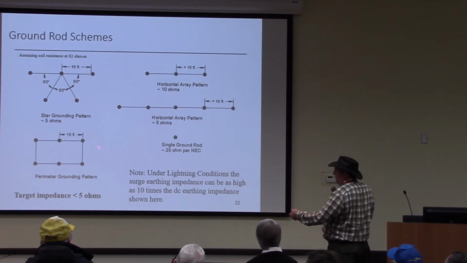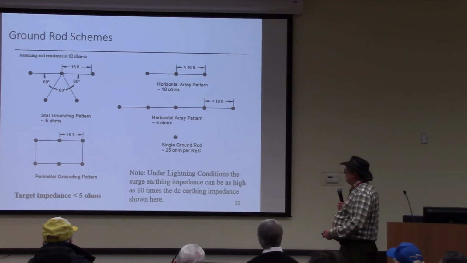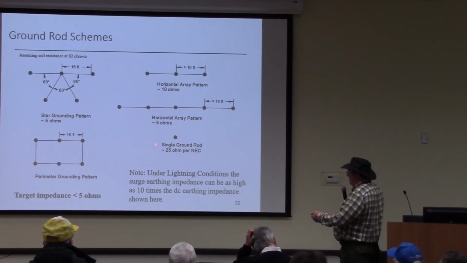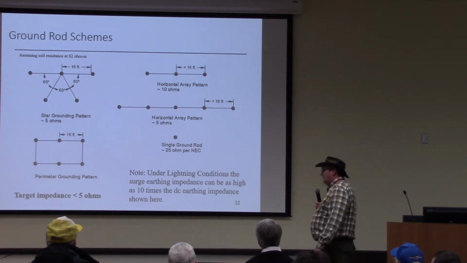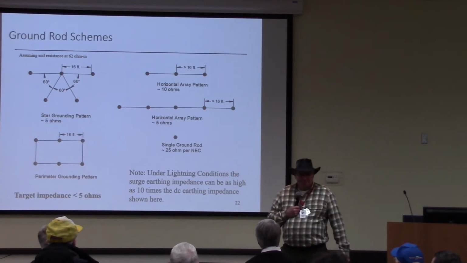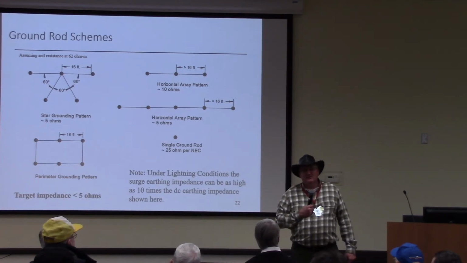This here will definitely be less than 5 ohms if you go the whole perimeter of your radio shack or your house. People around here, we can't do that. And then your NEC code. Greg, what's the typical resistance in Georgia, would you say? Between 20 and 25 ohms because of the clay.